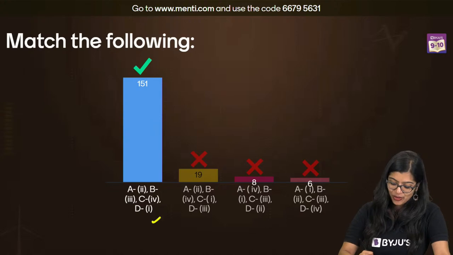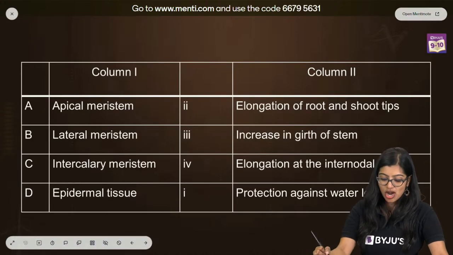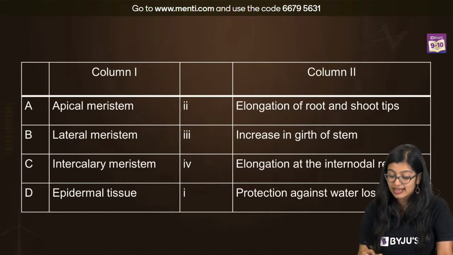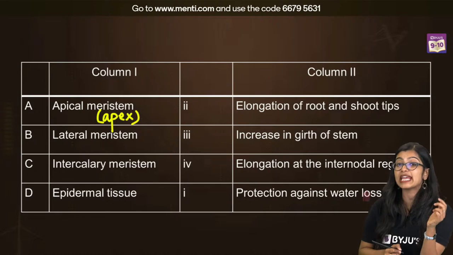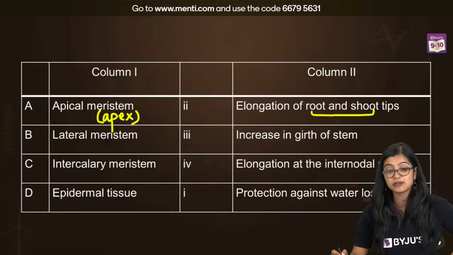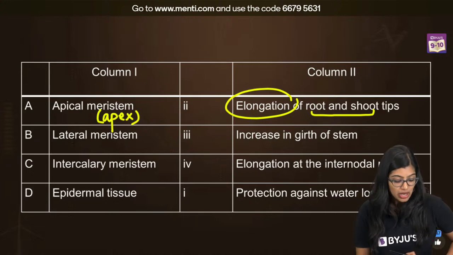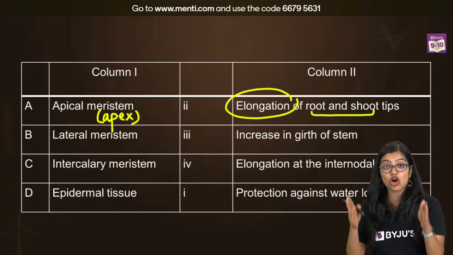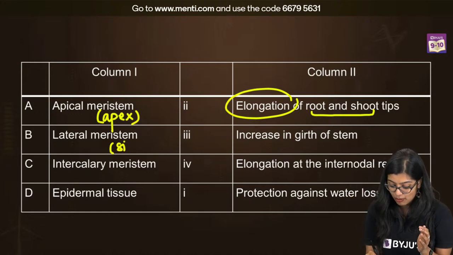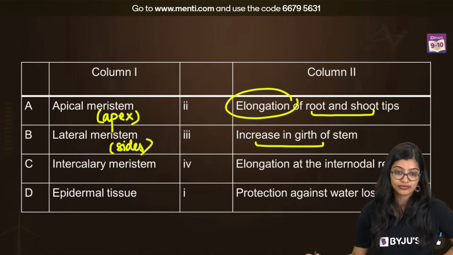Well done, all of you. Most of you have got the answer correctly. So when you talk about apical meristem, we know that they are found in the apex, like the root and shoot tips, and they help in the elongation of the root and shoot tips. On the other hand, lateral meristem, lateral means on the sides, right? So we find them on the sides, and they are mainly there to increase the girth of the stem.